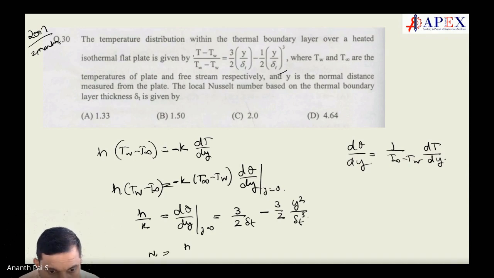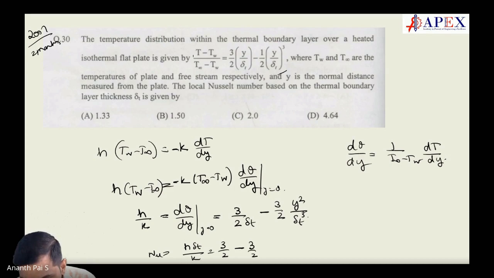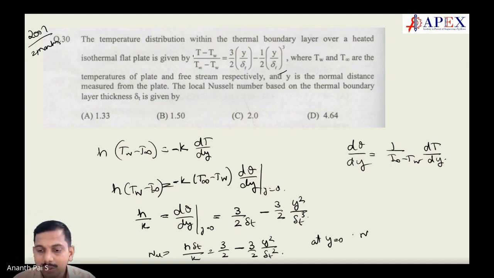Nu is equal to, based on thermal boundary layer thickness, delta T divided by k, is equal to 3 by 2 minus 3 by 2, correct? No, 3 by 2 only we have put here, 3 by 2 y square by delta T square. So what happens? This y square by delta T square at y is equal to 0, okay, Nu will come as 1.5. Makes sense? That's very, very simple. Convinced?